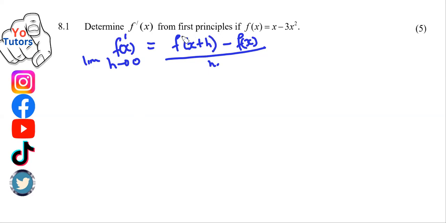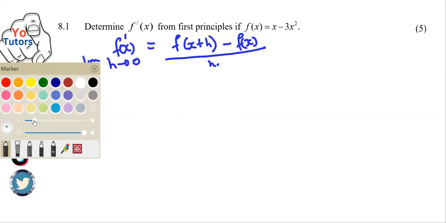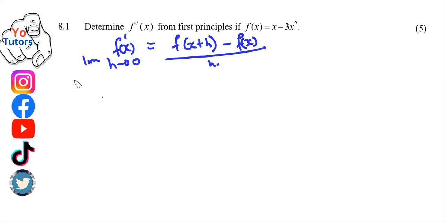So what we need to do here, let's try to find f of x plus h. When it's f of x plus h, we are substituting x plus h wherever we have x. Okay, so let's do that. I'm just going to reduce my pen here. So f of x plus h is going to be equal to 3 times x plus h squared. Okay.